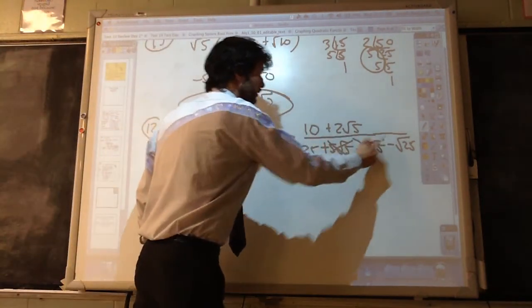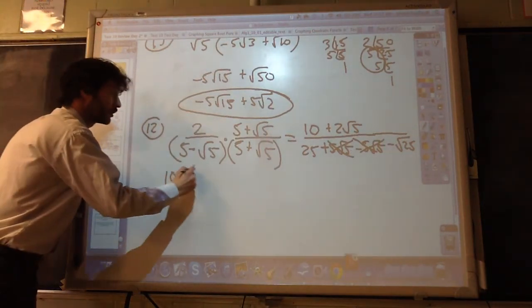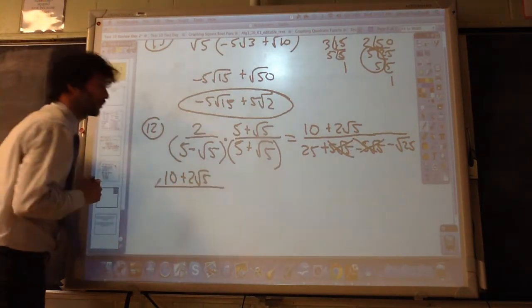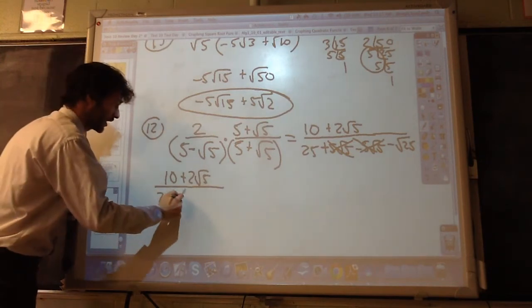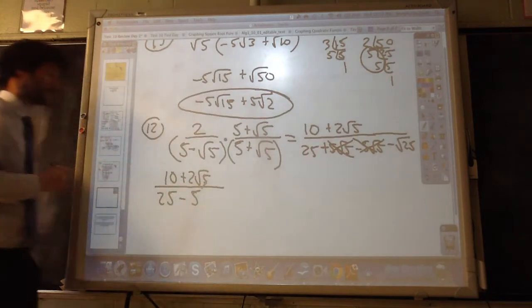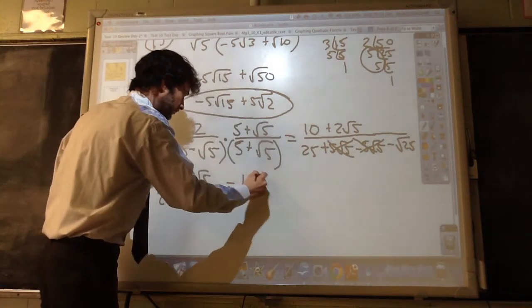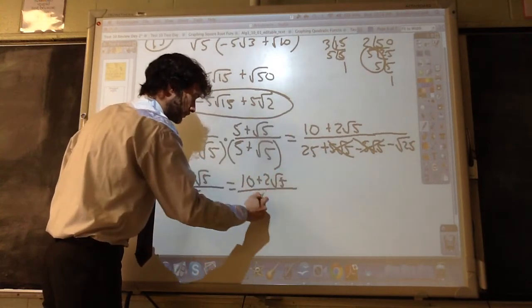Now I'm going to start simplifying a few things I know that I can. Like these go away, as they always should on these problems. And I end up with 10 plus 2 square root of 5, still on top. And then 25 minus, I know what the square root of 25 is, it's 5.